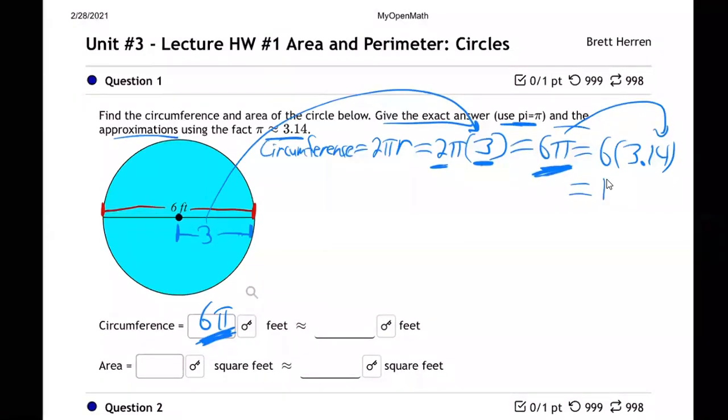And I'm getting 18.84. There we go. That's the first part.